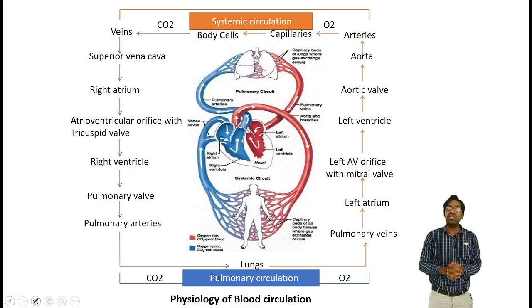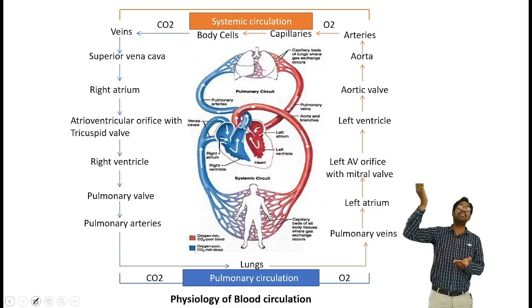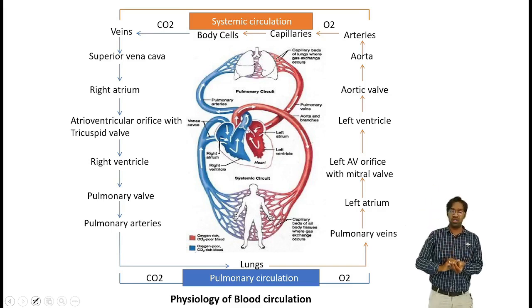And this deoxygenated blood goes back from the venules to the veins, where it goes to the superior vena cava, or it may be the inferior vena cava, and again back to the right atrium. The right atrium will pump the blood towards the ventricle by the contraction of the atria, and it will come into the right ventricle, and from the right ventricle it goes via the pulmonary artery towards the lung for reoxygenation, meaning removal of carbon dioxide and intake of oxygen.